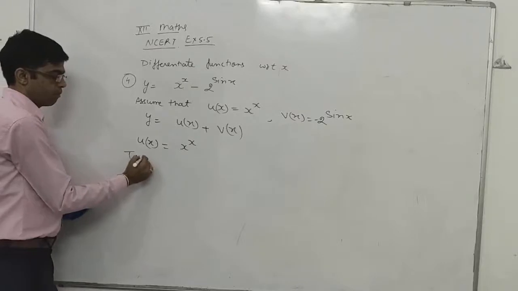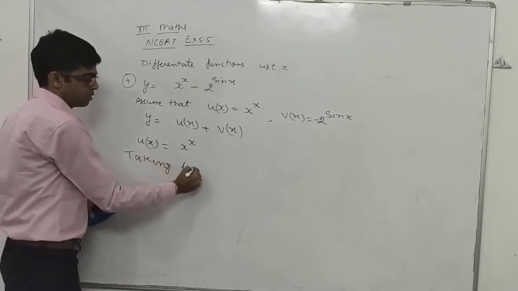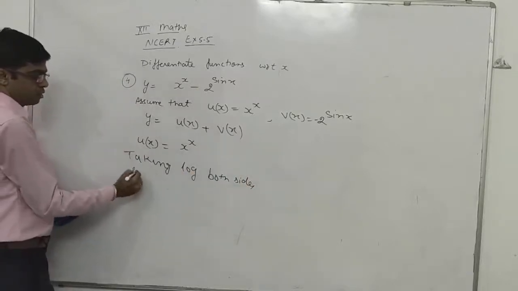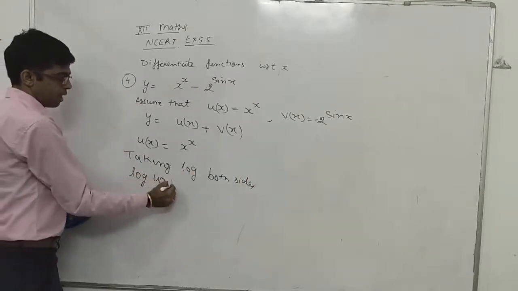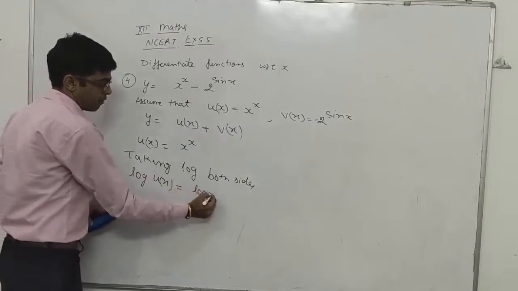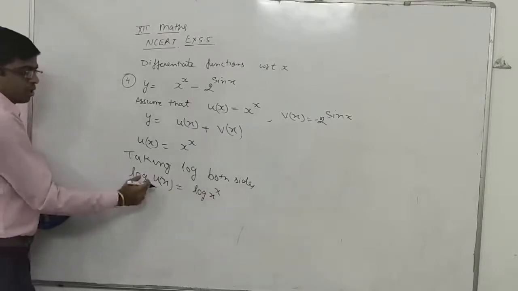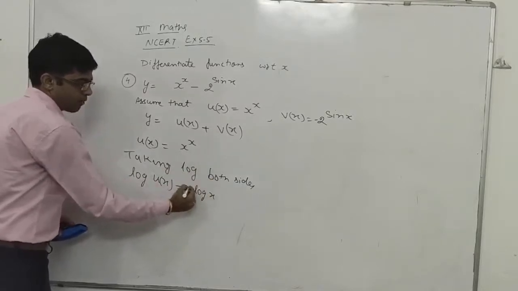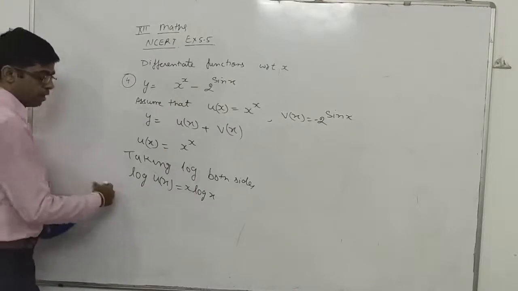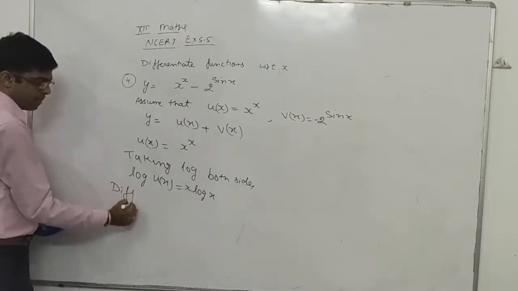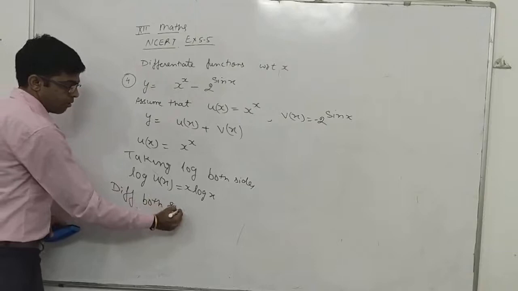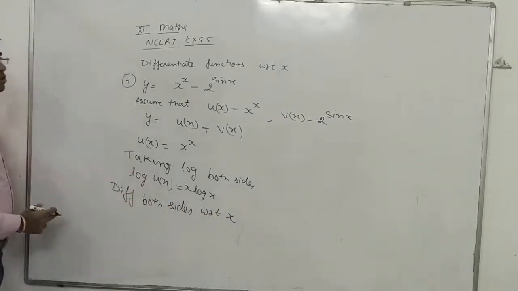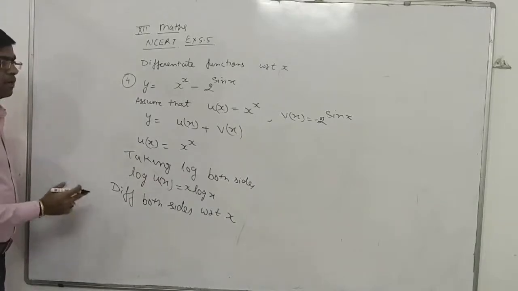Taking log on both sides. We will use logarithmic properties, and then we can simplify and differentiate easily. Now this is a power. This power will come in front with the use of the property. Now we differentiate both sides with respect to x.